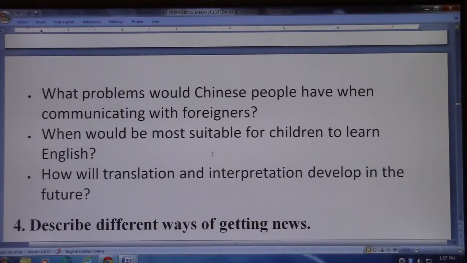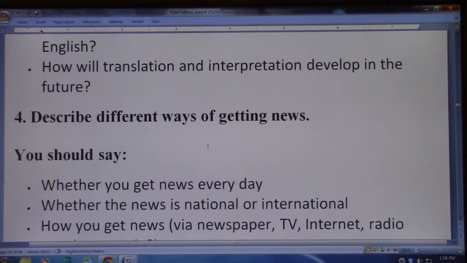At what age is best to learn foreign languages? How will translation and interpretation develop in the future? You know that translation is already done by Google, so we have Google Translation and Google Translator. I'm not really sure if it could ever be very exact, but it will become better and better.